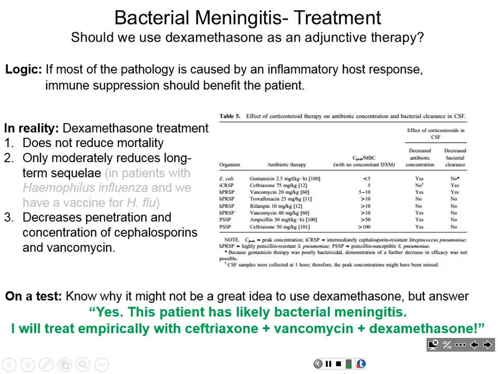I want you to know why it might be a bad idea to give dexamethasone, but this is the answer I want you to give. Yes, this patient might have bacterial meningitis. I know this one. I'm going to treat them with ceftriaxone, vancomycin, and dexamethasone. Okay?